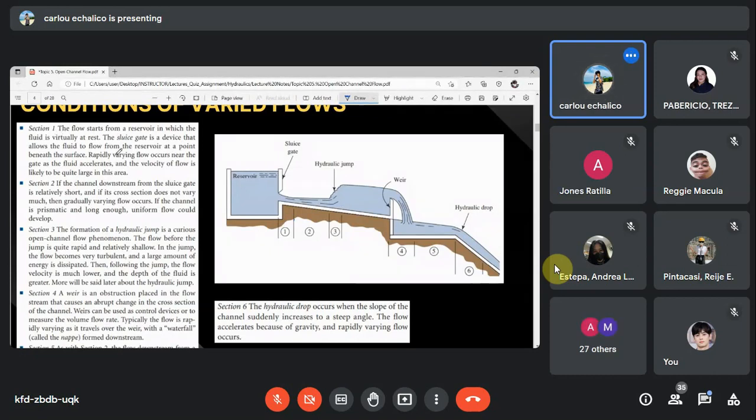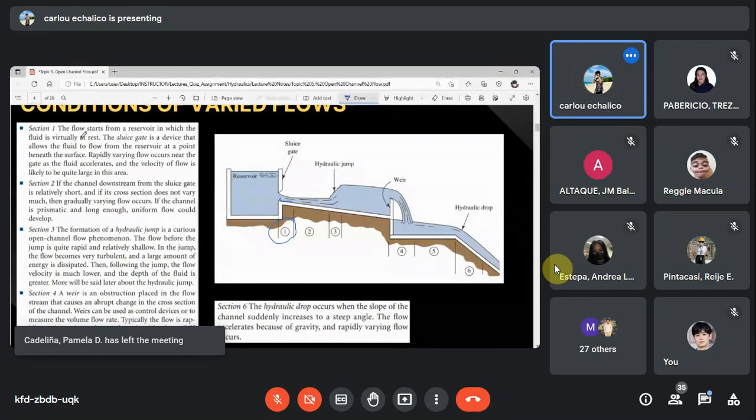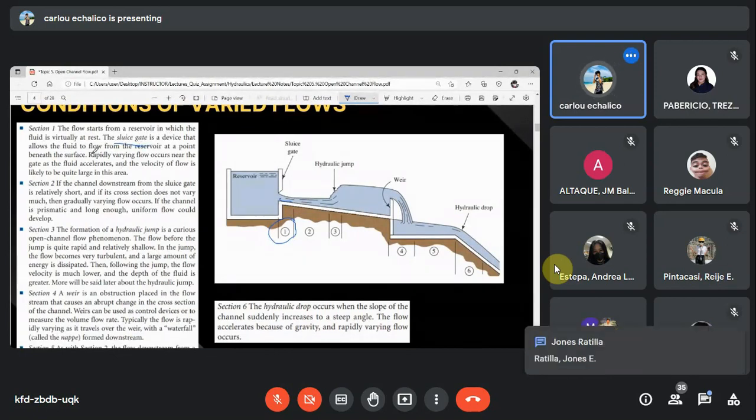So in section 1, as you can see, this is the first section, another in a flow. The flow starts from the reservoir in which the fluid is virtually at rest. A sluice gate is a device that allows the fluid to flow from the reservoir to a point beneath the surface. So when the gate is opening, the water will flow from the reservoir downstream.